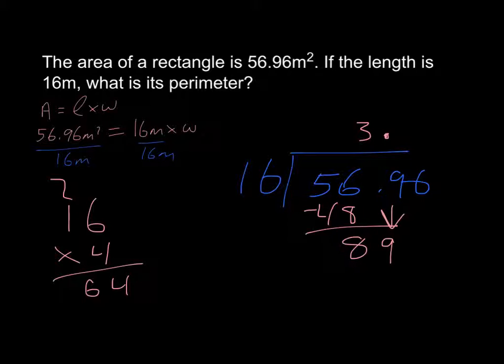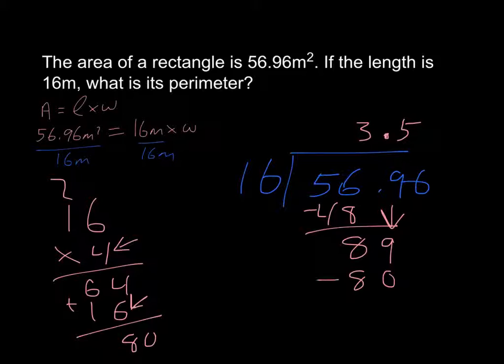64, I can fit another 16 in, which gives me 80. So I'm going to do it out of 5 because I have 4 plus 1, which is 5, which is 80. 89 minus 80 is 9. Bring down the 6.